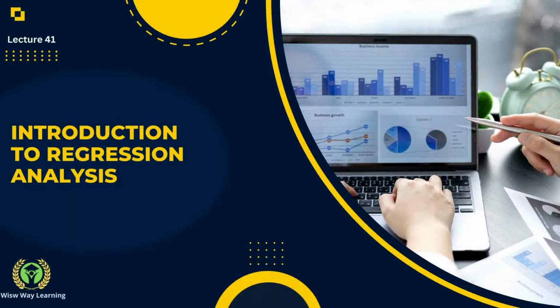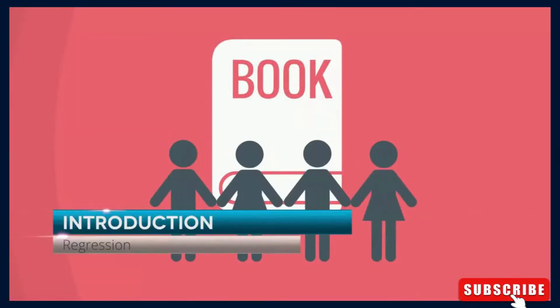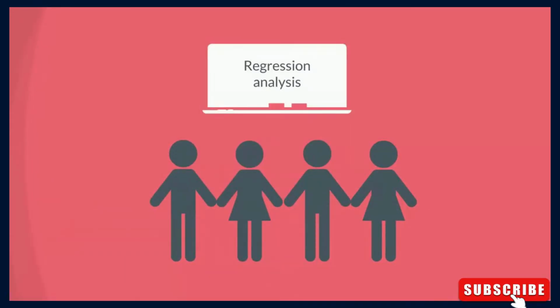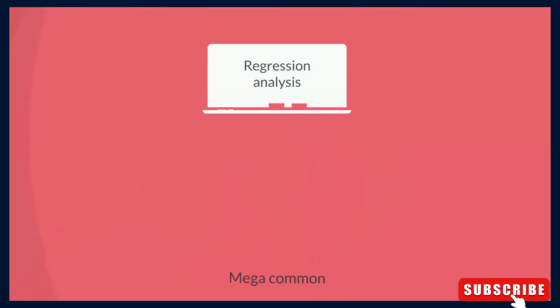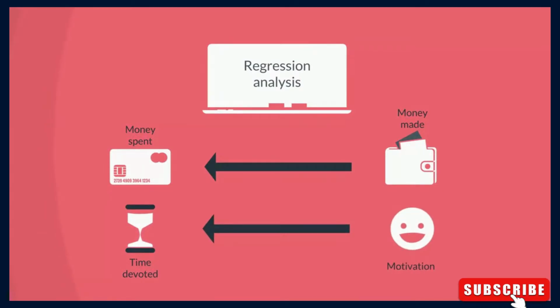Lecture 41, Introduction to Regression Analysis. With some solid statistical knowledge behind us, we are ready to jump into regression analysis, which is arguably the most common method of prediction. It is used whenever we have a causal relationship between variables. For example, among other factors, the money you spend depends on the money you make. In the same way, the time you devote to this course depends on your motivation to learn statistics.